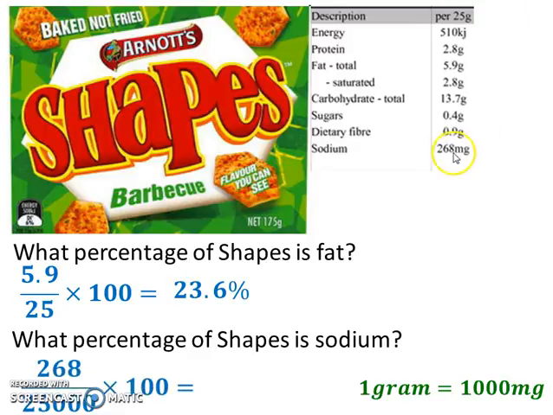So the 260 milligrams out of the 25 grams, so we just multiply that by 1,000 to have it in milligrams, and then we times it by 100 to turn it into a percentage. You can use your calculator for this one and get 1.072% of the barbecue shapes are salt or sodium.